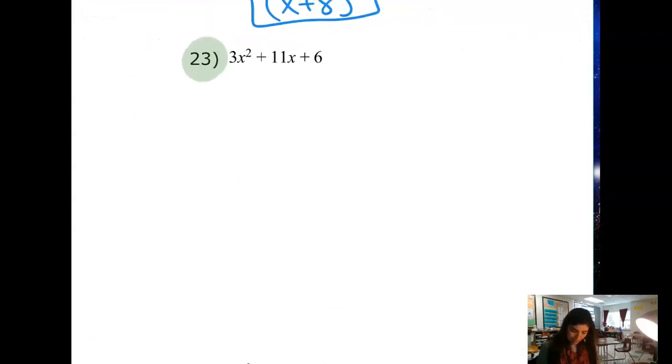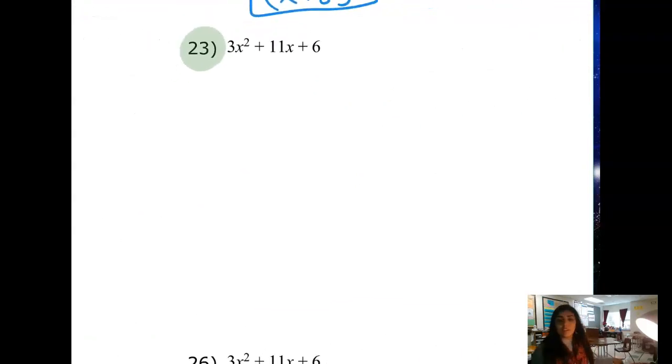The next one we're going to do is number 23. The very first thing we do when we're factoring is we stop. We ask, is there a GCF? Between 3, 11, and 6, there is no GCF. So I'm just going to go ahead and say no to the GCF question. And I can go ahead and start solving. Setting up an X puzzle and factoring.